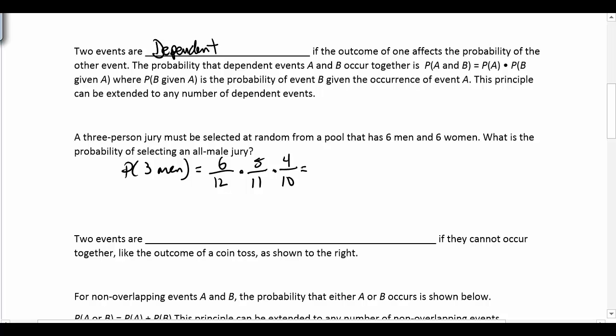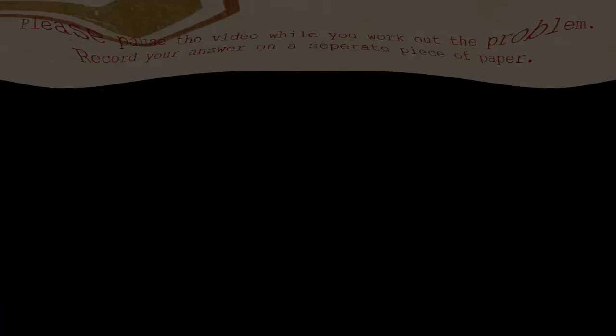If I multiply all those together, 6 times 5 times 4, and 12 times 11 times 10, I should get 120 out of 1320, which is about 0.091. So less than 10% of the time would I expect to see something like that.